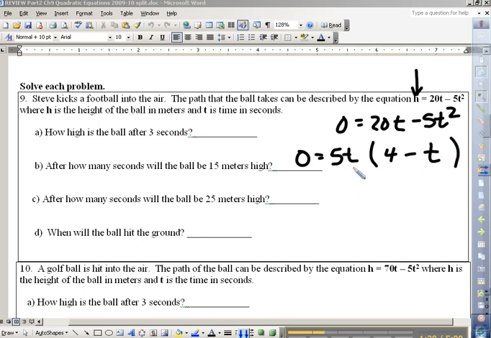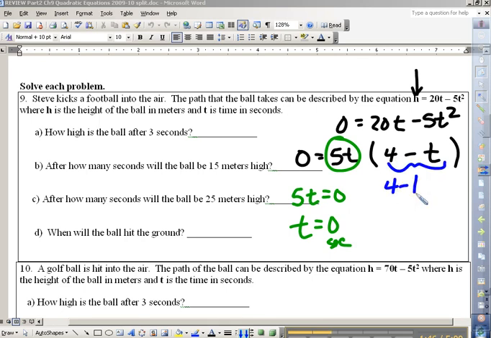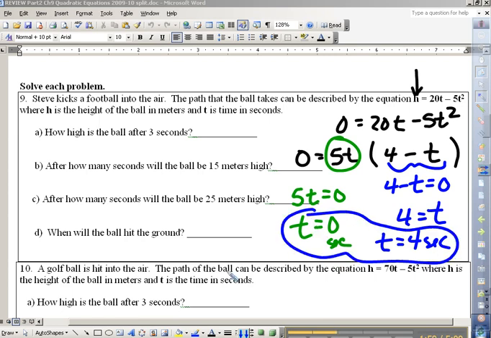Okay. That means that this factor right here has to be 0. 5t must be 0, so t equals what? 0 seconds. Or this factor right here has to be 0. 4 minus t has to be 0. If I add t to both sides, 4 equals t, or time equals 4 seconds. When will the ball hit the ground? In 4 seconds.